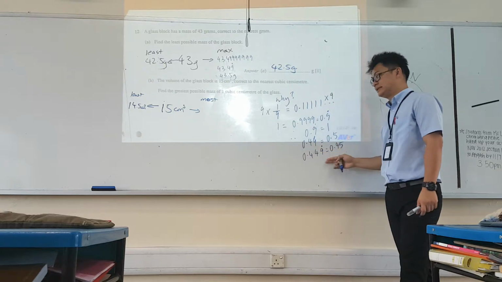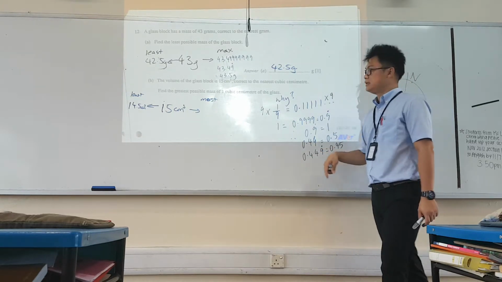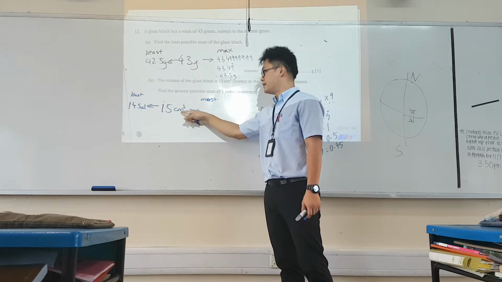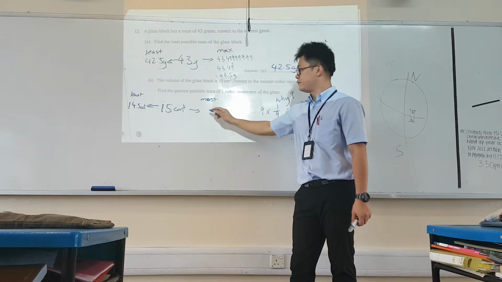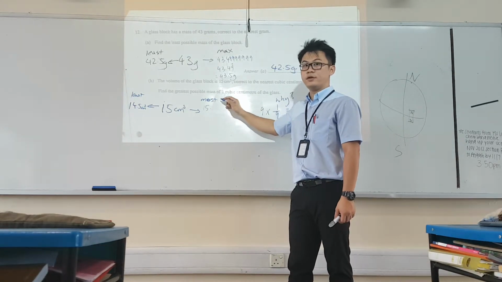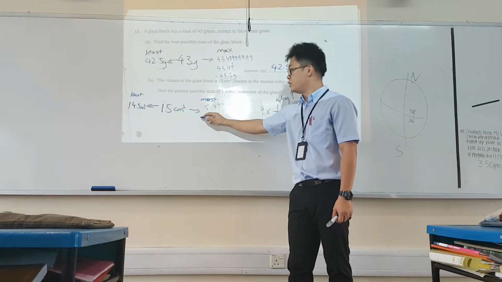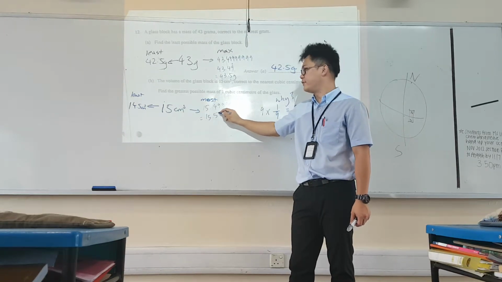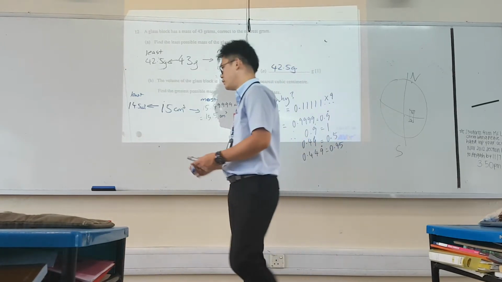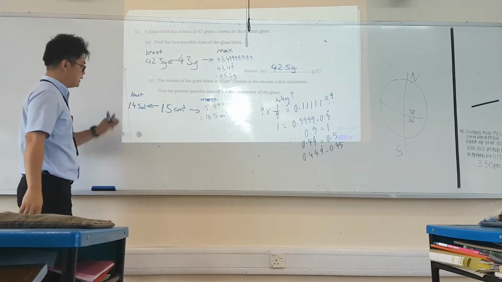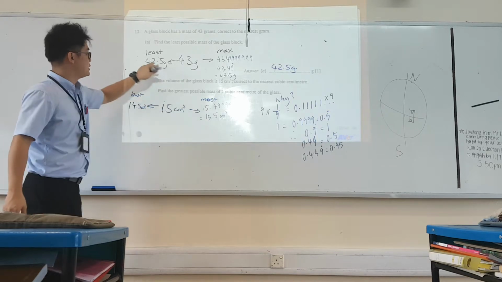Based on this, get the idea? So what do you think is the highest volume? 15.4, 15.49999 cm cube, which is equal to 15.5. Okay? So we have the least and the largest.